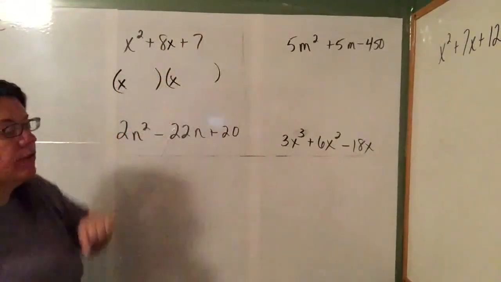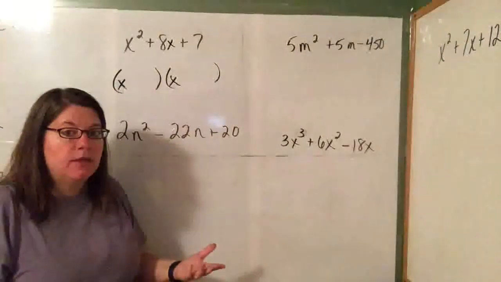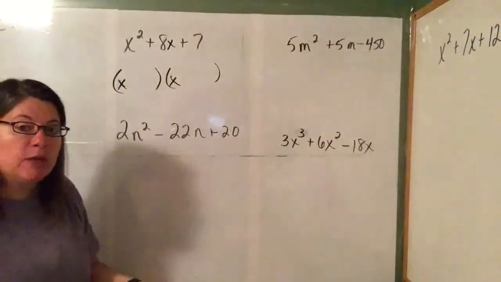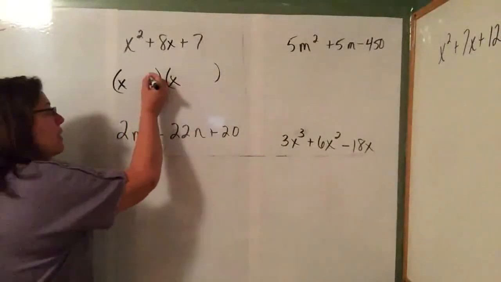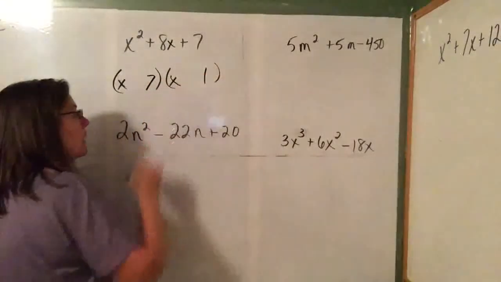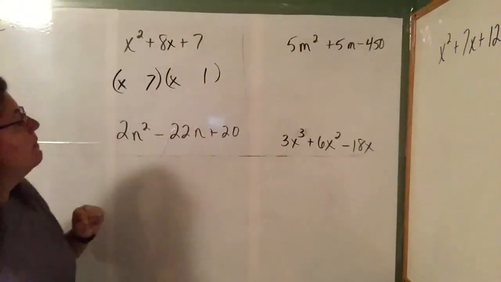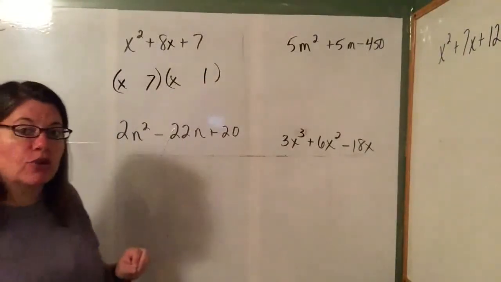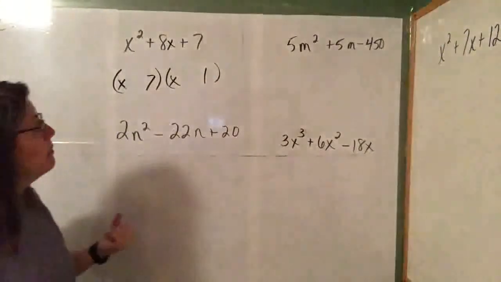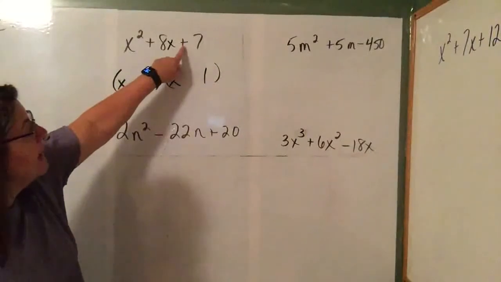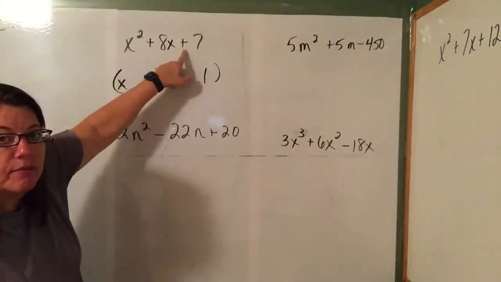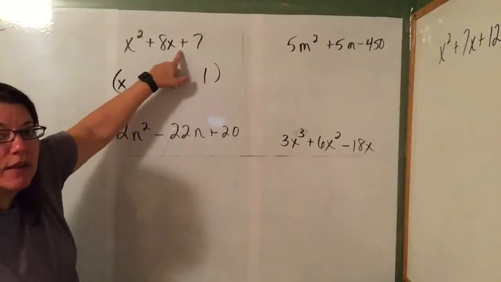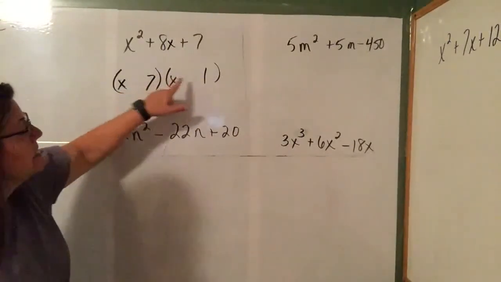Well, if you think about factors of 7, there are really only two of them, 7 and 1. Do 7 and 1 add to give you 8? They do. So we're going to put 7 here and 1 here. And then we have to determine what the signs are going to be. Now remember, in the last example, we said that if this number is a minus, these two signs are different. But this sign is a plus. If this sign is a plus, then these two signs are going to be the same.